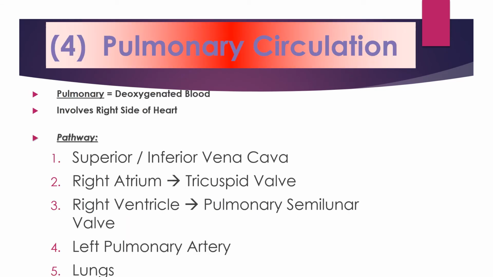The fourth one is pulmonary circulation. Circulation is basically divided into two parts, pulmonary circulation and systemic circulation. Pulmonary circulation is basically a deoxygenated blood carrying circulation, which involves the right side of the heart. The pathway is from the superior and inferior vena cava. It enters the right atrium. The backflow is prevented by the tricuspid valve. Then it enters the right ventricle. From the right ventricle, it enters the left pulmonary artery, where the backflow is prevented by the pulmonary semilunar valve. And from the left pulmonary artery, the blood enters the lungs.